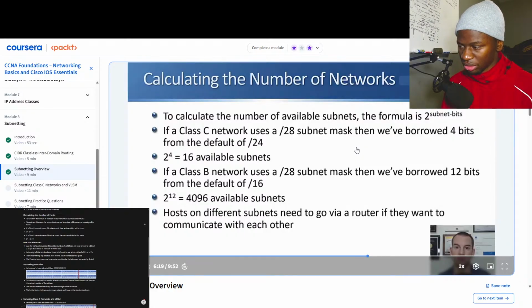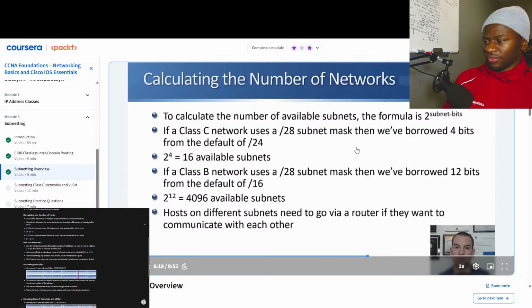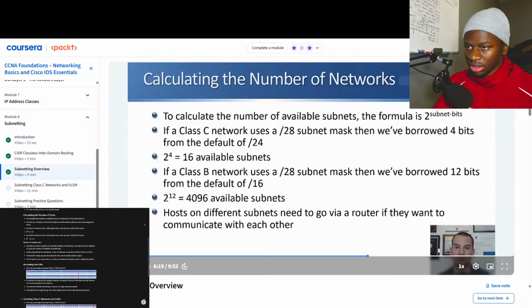What do we need to borrow? Okay, it's 2 to the power of subnet bits. So if a class B network uses a /28 subnet mask, then we've borrowed 12 bits from the default of 16. Okay, so it depends on how much you use. So let's say if a class B network uses a certain subnet mask, how many bits get borrowed?